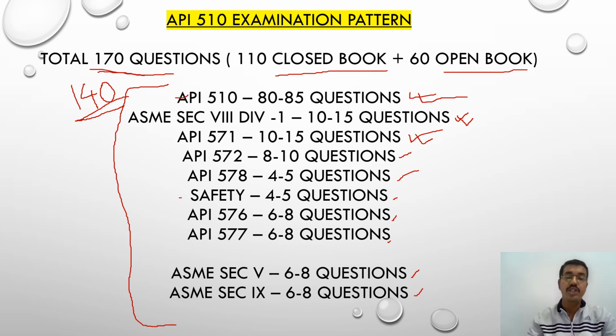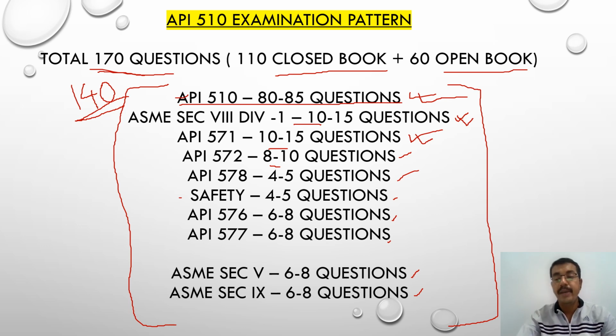The most important is API 510, where you will get most of the questions, 80 to 85. Then Section 8 Division 1, 571 damage mechanisms, 572 8 to 10 questions. This is the format which usually comes in API 510. So when you prepare for API 510, you have to give time accordingly. If 510 has more questions, you have to read it very thoroughly.